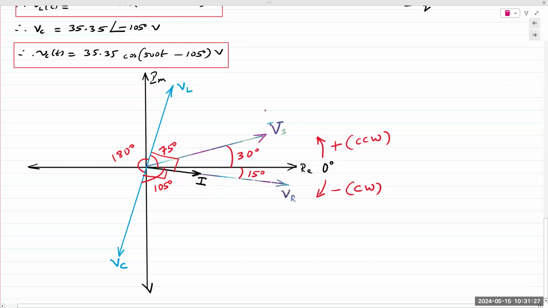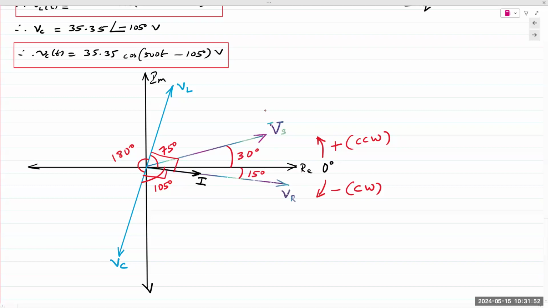VR has the exact same angle as that current. That current is shared among all four components. A resistor does not affect the phase of the incoming voltage or current. So the voltage for a resistor has to have the same phase as the current. So it also has minus 15. Plots on the same line.